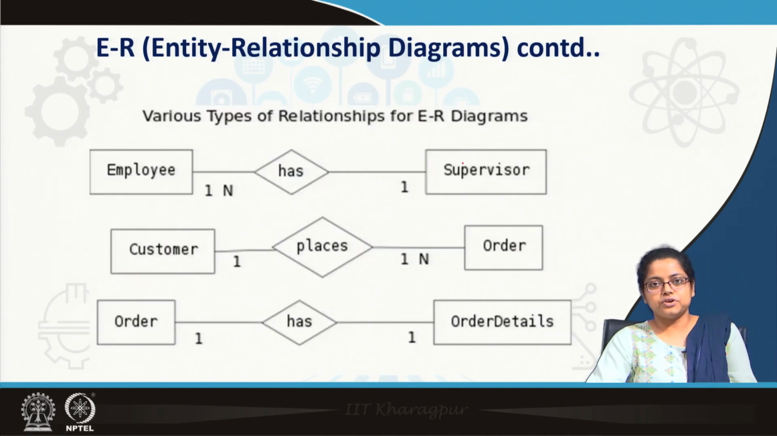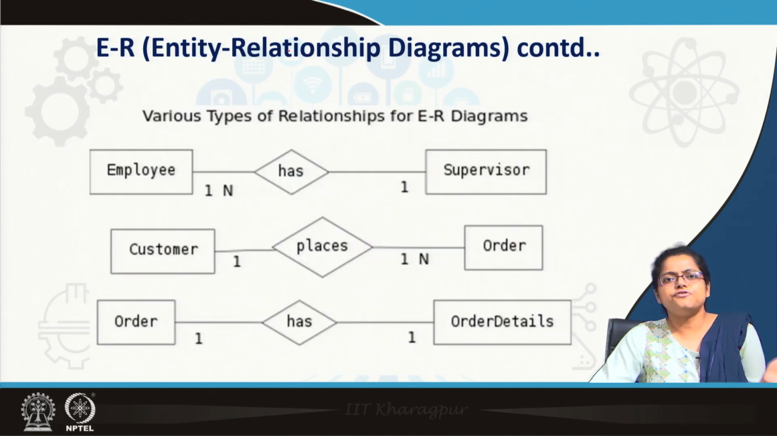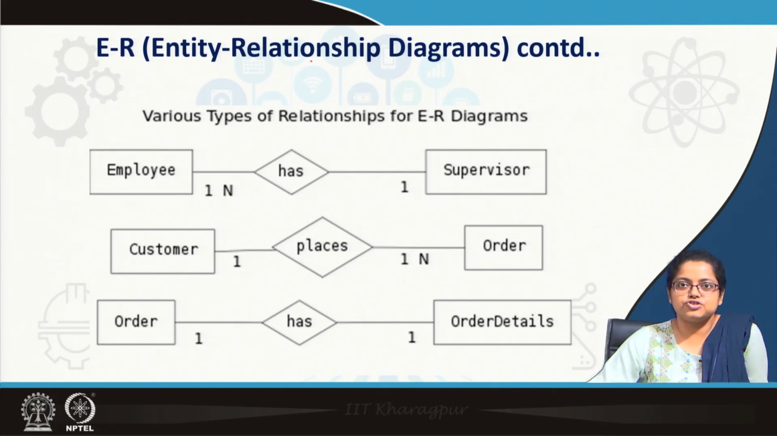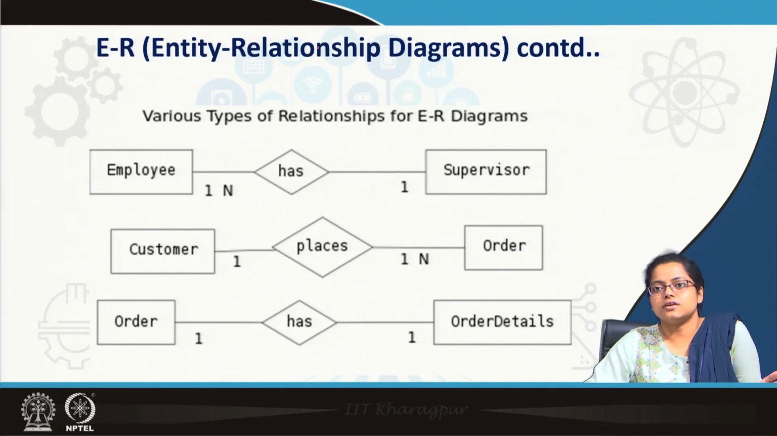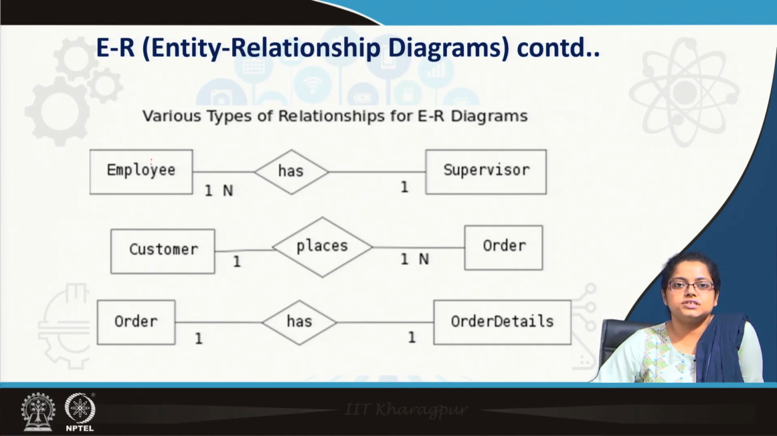Moving ahead, this particular slide talks about different examples of relationships and cardinalities for ER diagrams. In the first example, we see employee, has and supervisor. Has is the relationship between the employee and the supervisor. Here, a minimum of 1 to a maximum of many employees have one supervisor. 1:n here means a minimum of 1 to a maximum of n. So, many employees can have one supervisor.